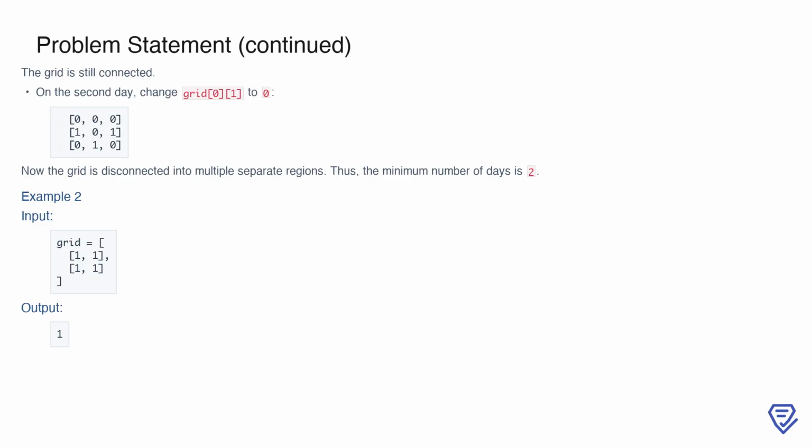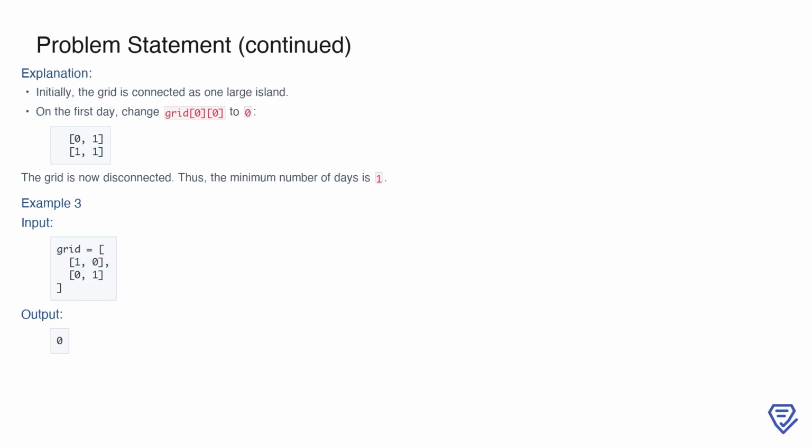Now let's explore another example for further clarity. In the second example, the input grid is a 2x2 matrix, 1, 1, 1, 1. The output in this case is 1. Initially, the grid is one large connected island, where all the 1s are accessible from each other. On the first day, we change the cell at position grid[0][0], the top left land cell, from 1 to 0. After this modification, the grid becomes disconnected into two separate regions. Since this was achieved after only one modification, the minimum number of days required in this case is 1.